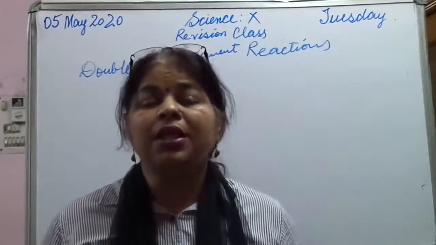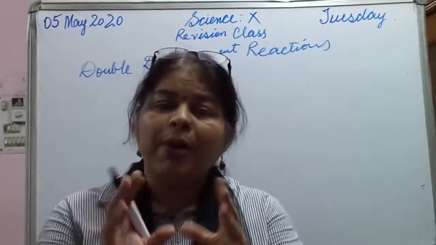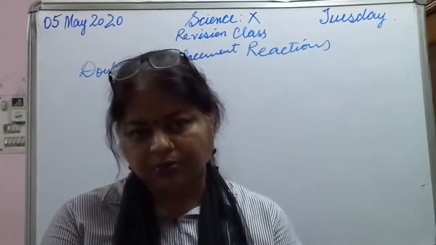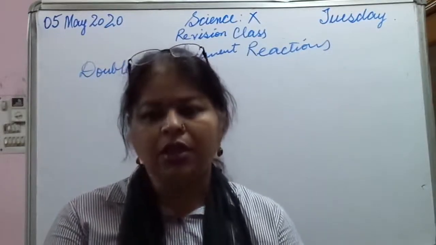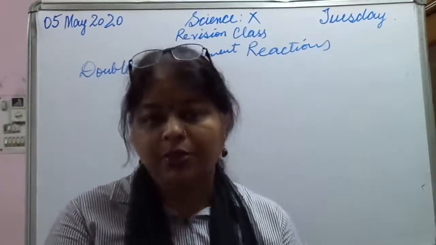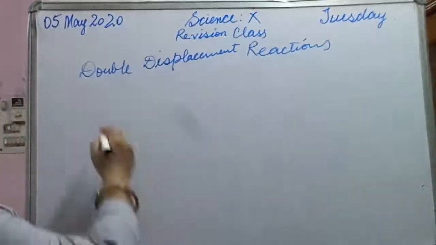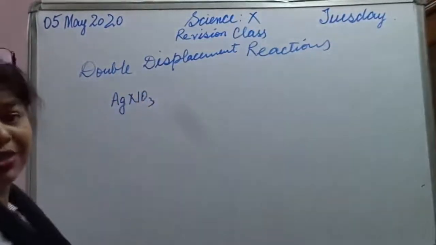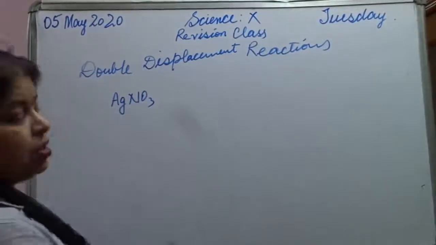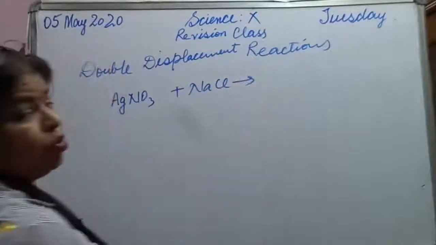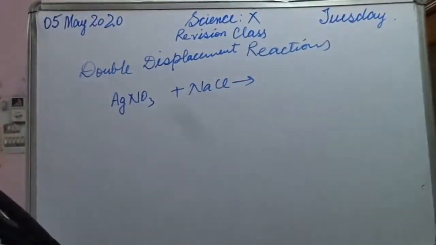Okay. In this, what is actually happening? The partners of the compound are changing. They are exchanging. So let us see some reactions regarding double displacement. Now let us take the example of AgNO3. What is AgNO3? Silver nitrate. When it reacts with NaCl, sodium chloride, how will the reaction take place?